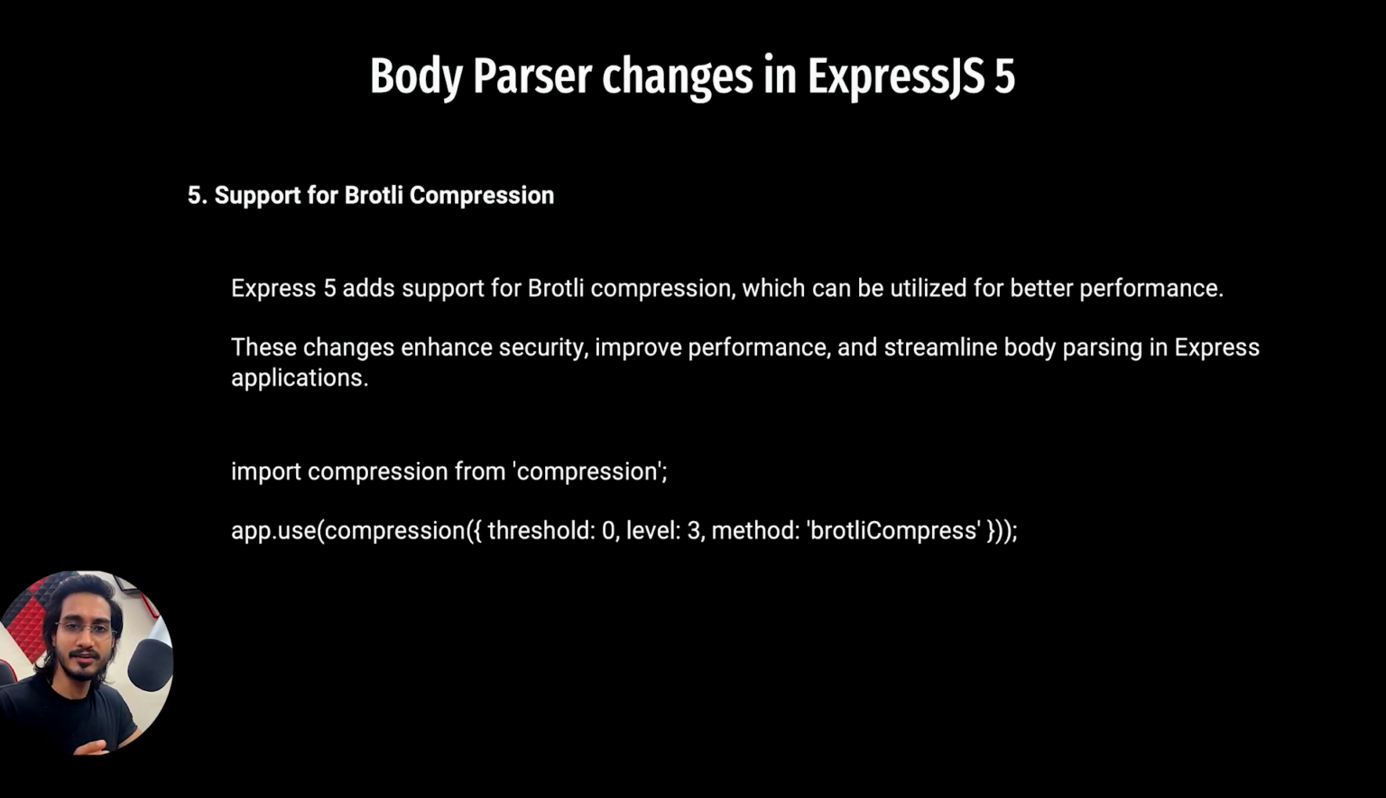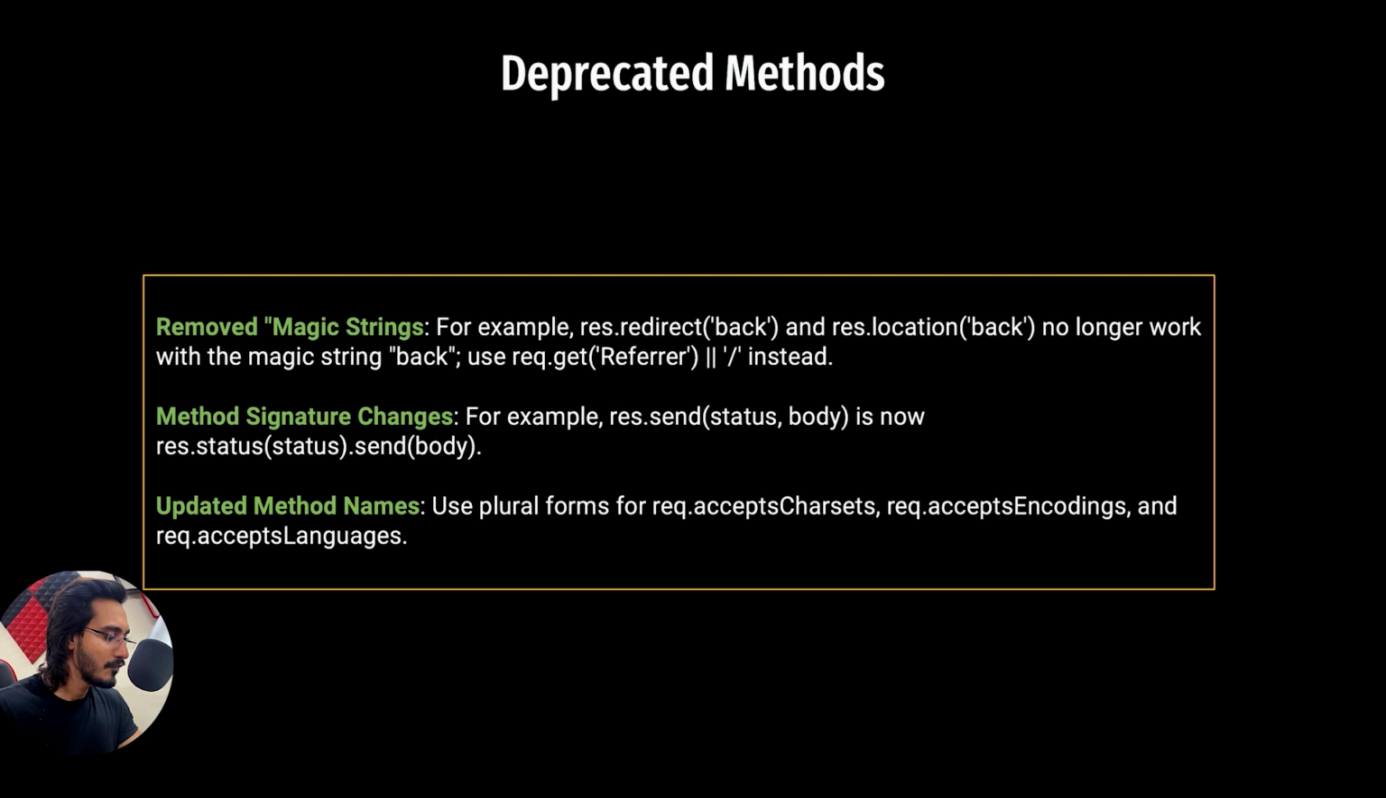So I hope you have understood the latest changes which have been brought up by Express.js version 5. Now, one more last thing, which is the deprecation methods which are being introduced. So they have removed the magic strings. Basically, earlier we used to use a response.redirect function. Now you can simply use the request.get function and pass the referrer, or you can pass the slash symbol directly. So it means you have to pass the route or the path, instead of directly going back.